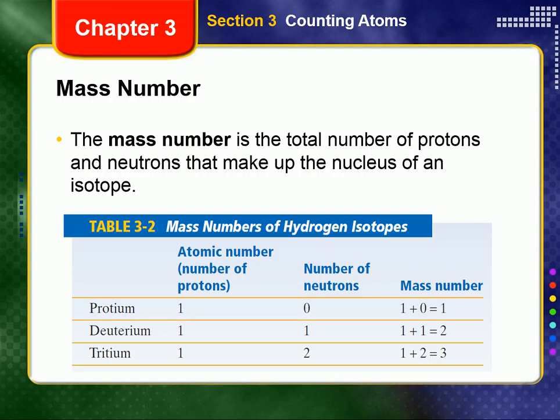Mass number. Identifying an isotope requires knowing both the name or atomic number of the element and the mass of the isotope. The mass number is the total number of protons and neutrons in the nucleus of an isotope. The three isotopes of hydrogen described earlier have mass numbers of 1, 2, and 3, as shown on Table 3-2 on page 76 of your text or on the screen now.